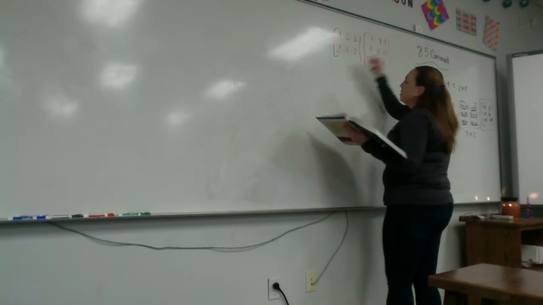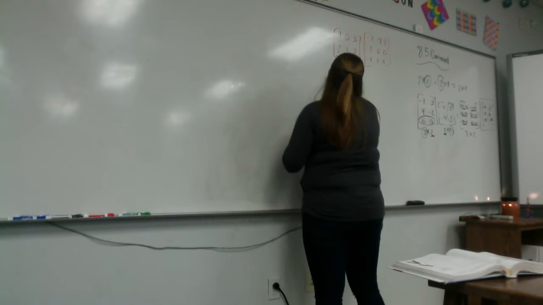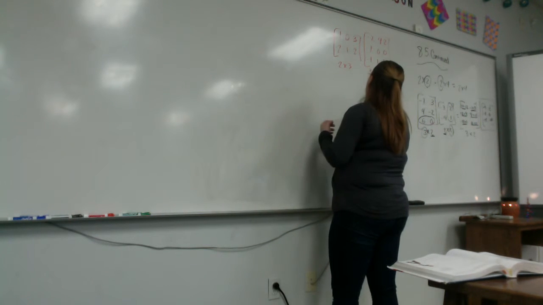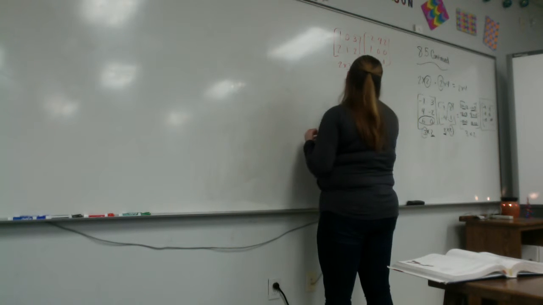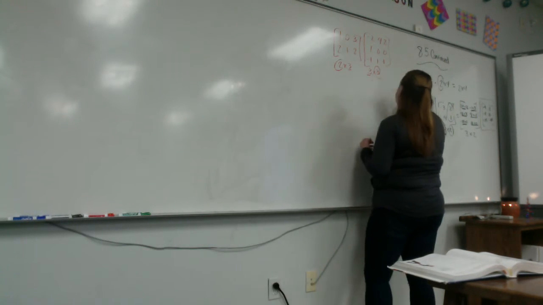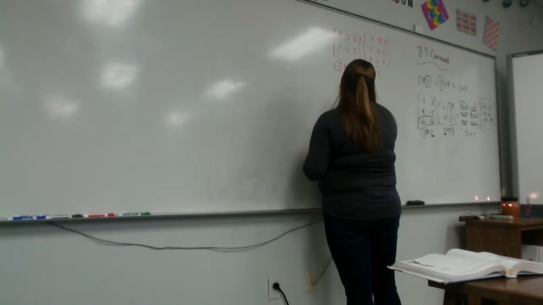Okay. What size is this one? 2 by 3. What size is this? 3 by 3. So I can multiply these together because those are the same. I get a new shape of 2 by 3. Okay? So I'm going to get a 2 by 3. I'm going to put it down here so that I have space.